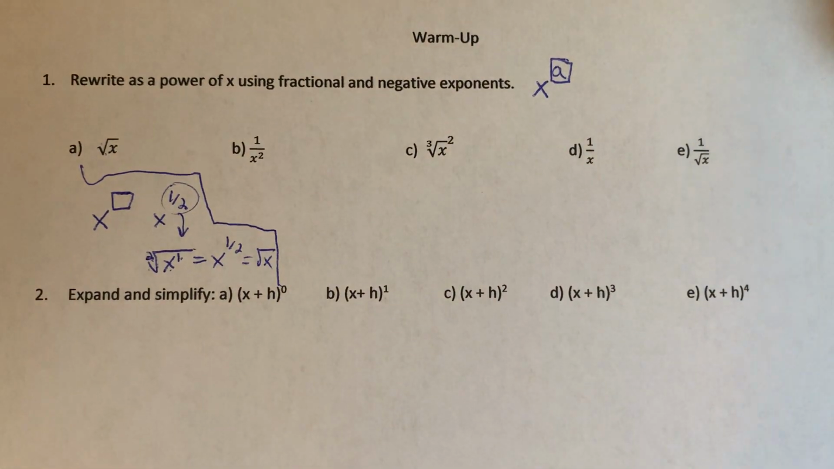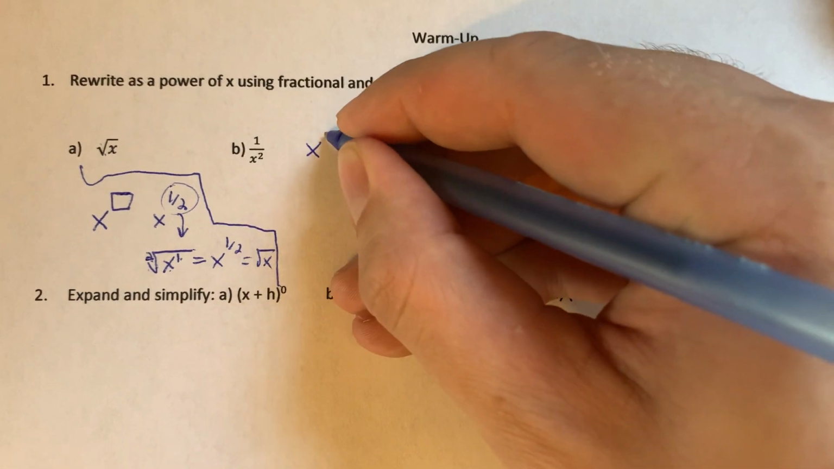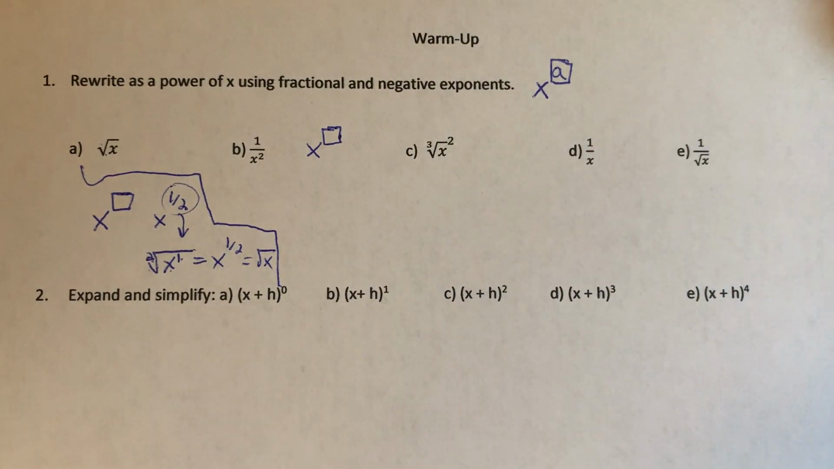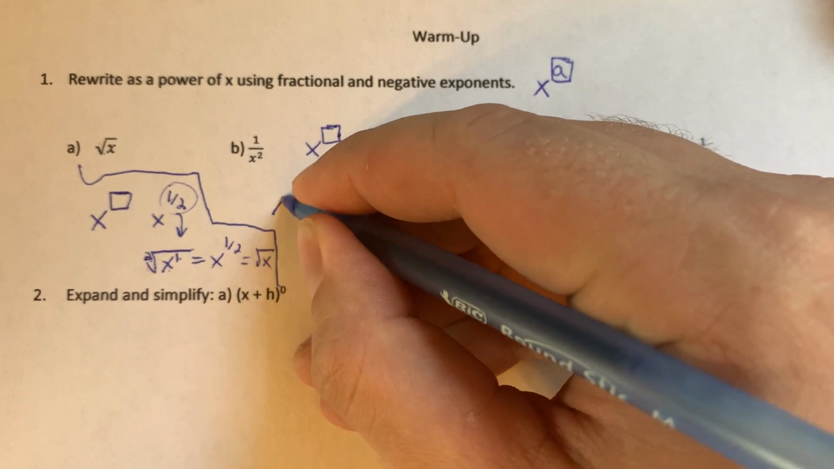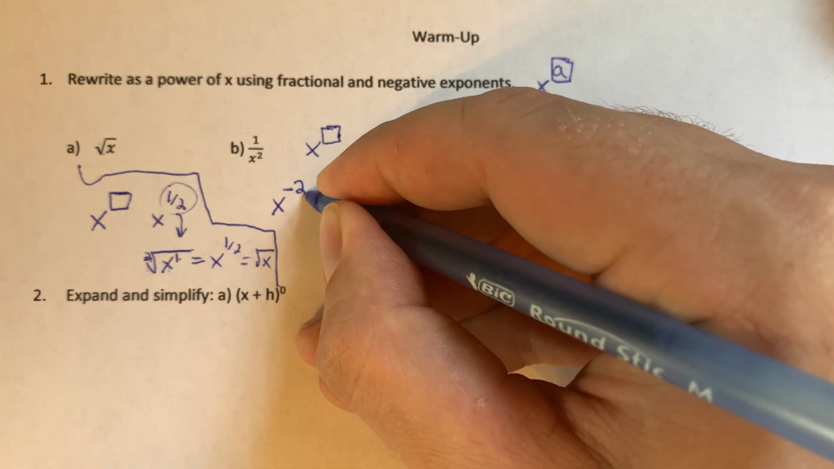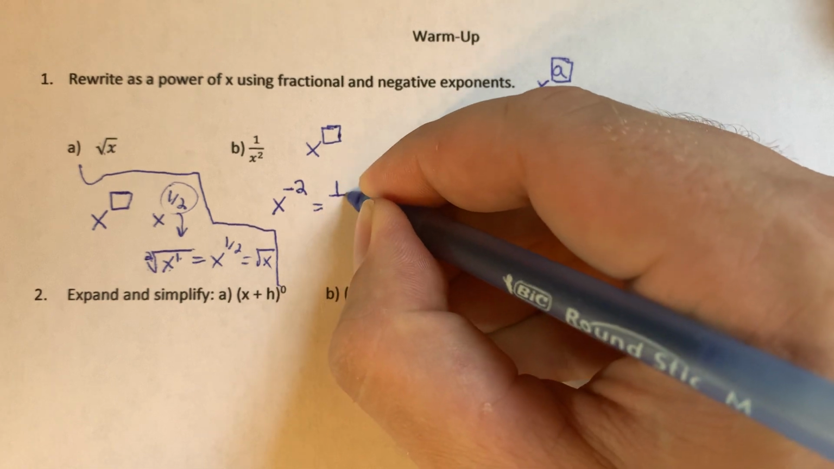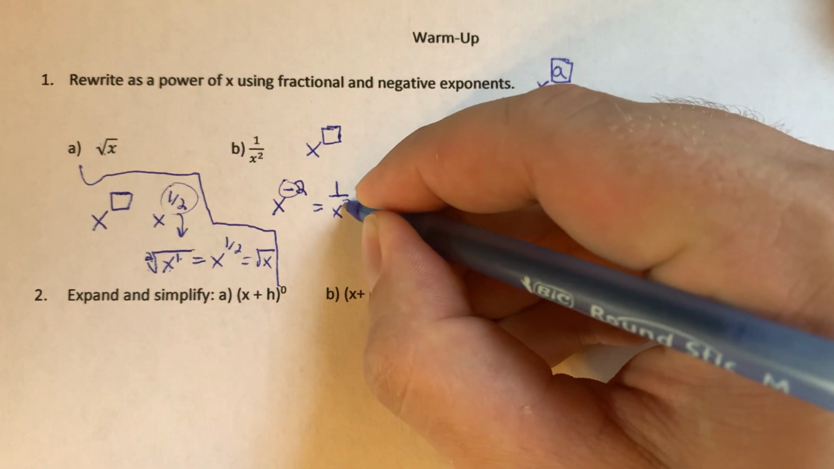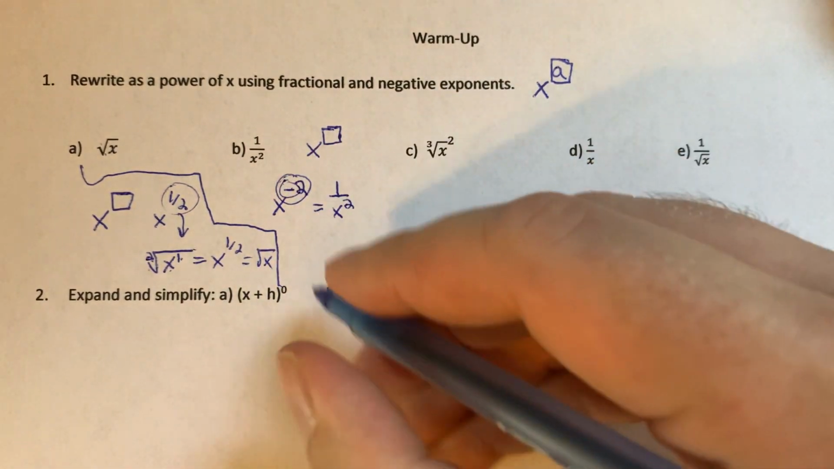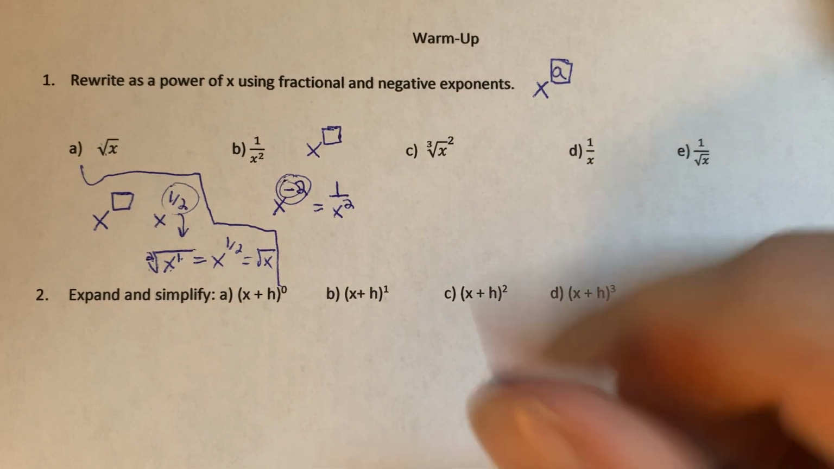Let's look at the next one. How do we rewrite this as x to some power? And hopefully we remember that negative exponents tell us to divide. So x to the -2 power means 1 over x squared, the negative means 1 over. And so the power that we needed here was x to the -2 power.